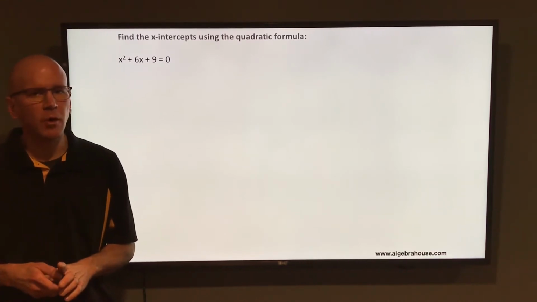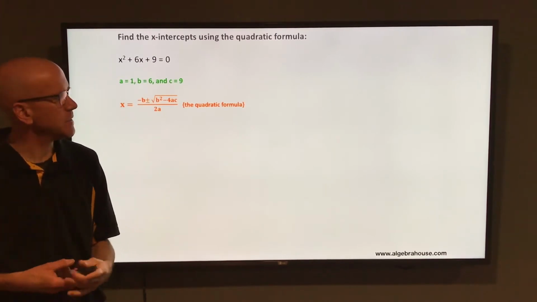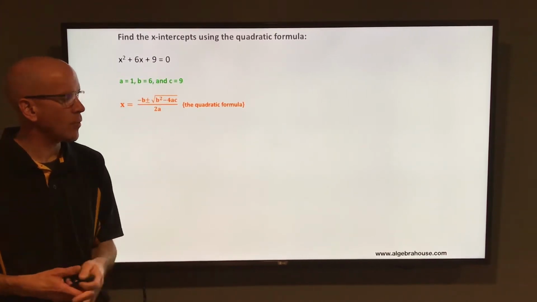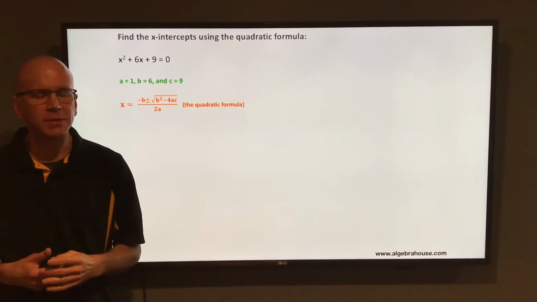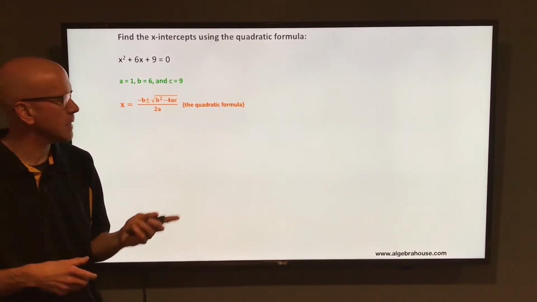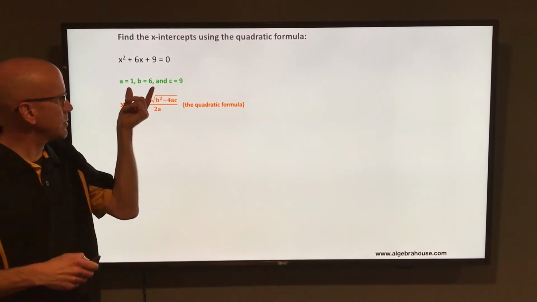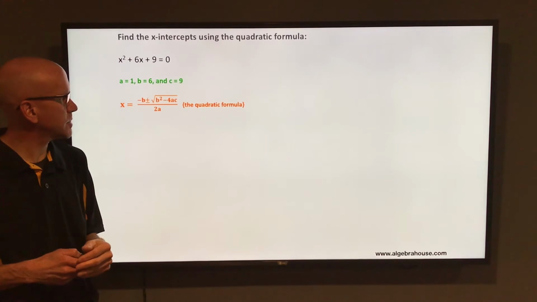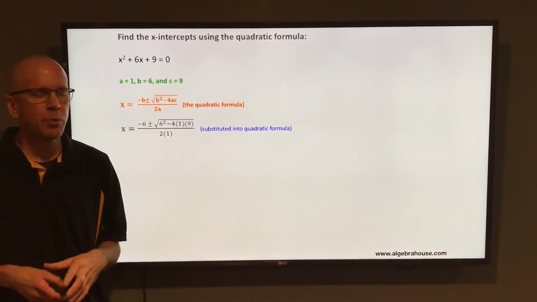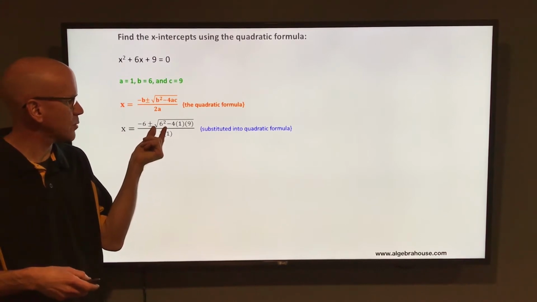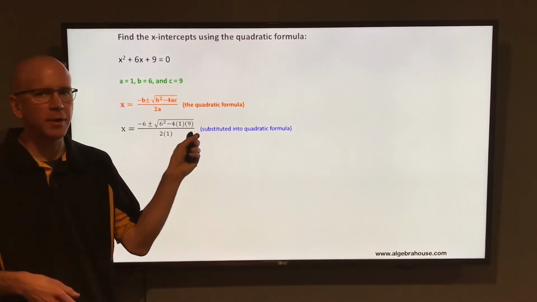In this case, it's 1. B is the coefficient of x. The number in front of the x, that's 6. And c is the constant term, the number without a variable, that is 9. Once again, the quadratic formula is negative b plus or minus the square root of b squared minus 4ac all over 2a. That's what x equals. So just substitute a, b, and c in. Substitute 6 in for b. So take the negative of b, that'd be the negative of 6, plus or minus the square root of b squared, that is 6 squared, minus 4ac would be minus 4 times 1 times 9.